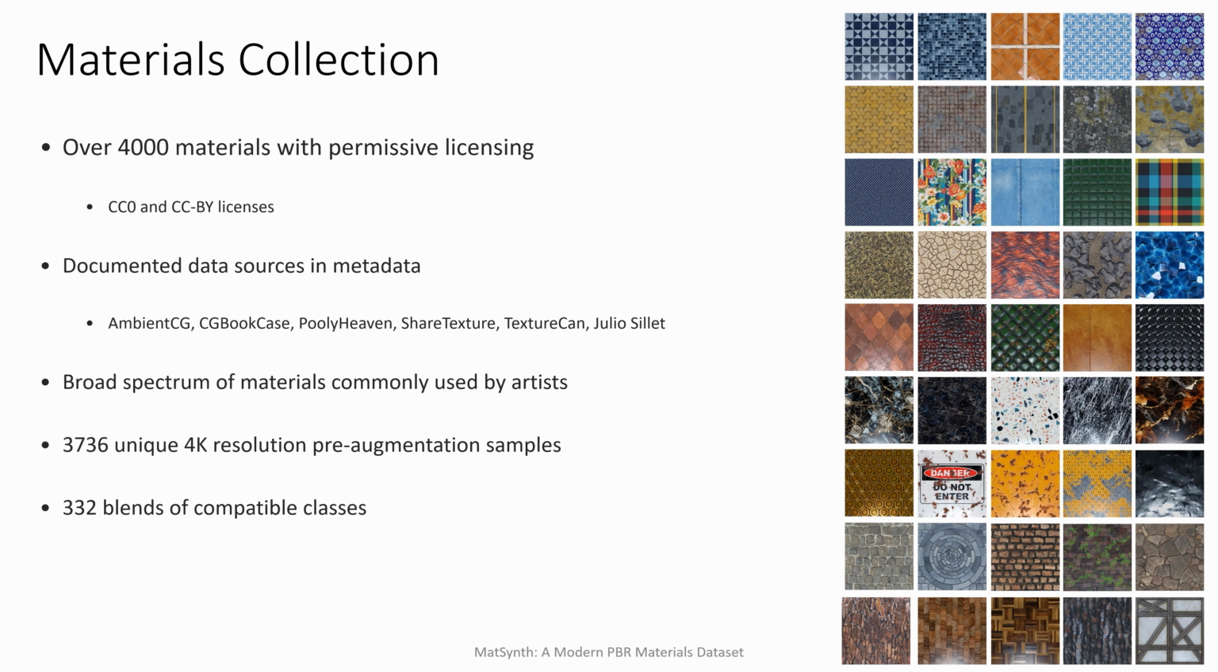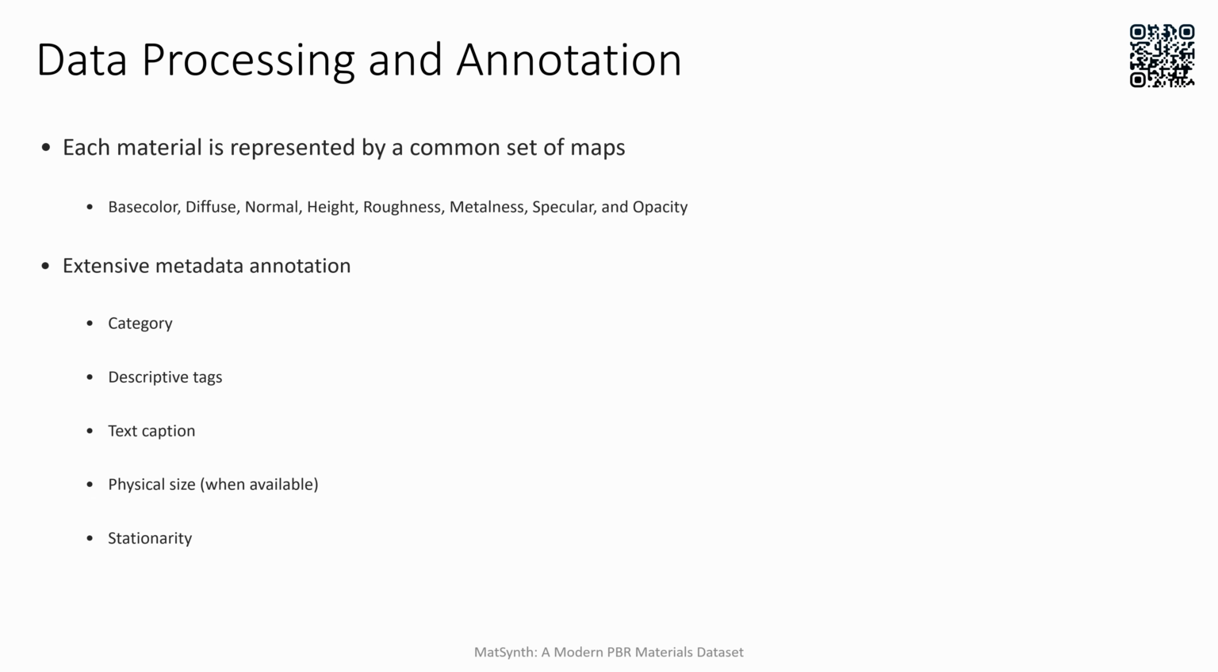The collection process involved gathering over 4,000 materials under permissive licensing to cover a broad spectrum of materials commonly used by artists. It resulted in 3,736 unique 4K samples, further enriched with 332 blends of compatible classes. In total, our dataset contains 4,069 unique 4K materials. Each material in MatSynth is represented by a common set of maps, accommodating both a base color metallic workflow as well as a diffuse specular one, thus ensuring compatibility with previous datasets.